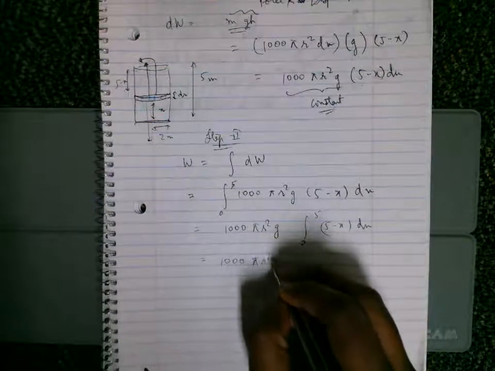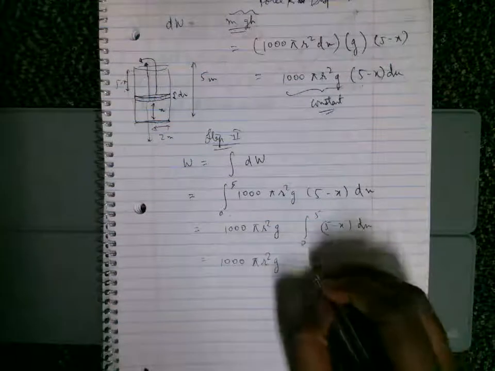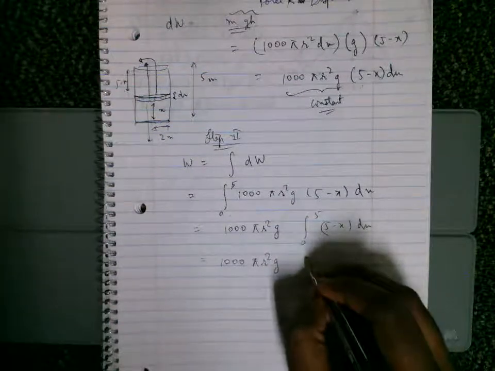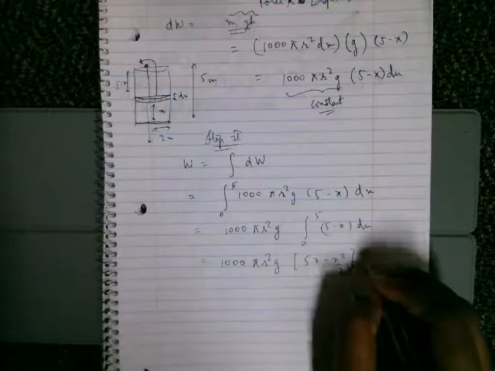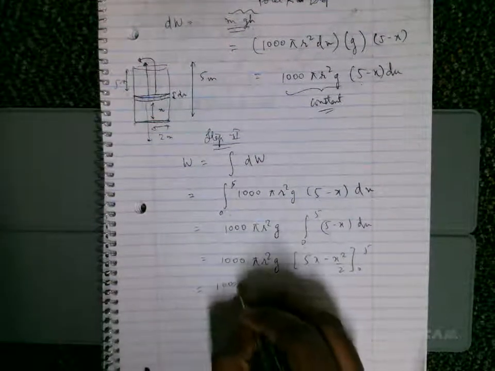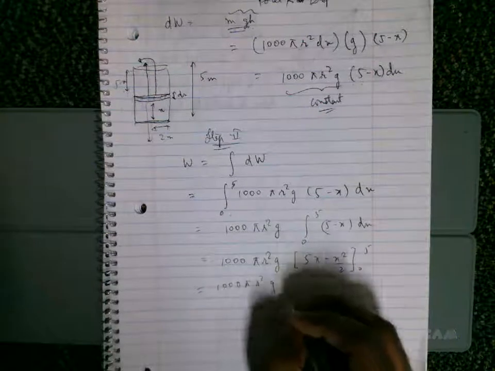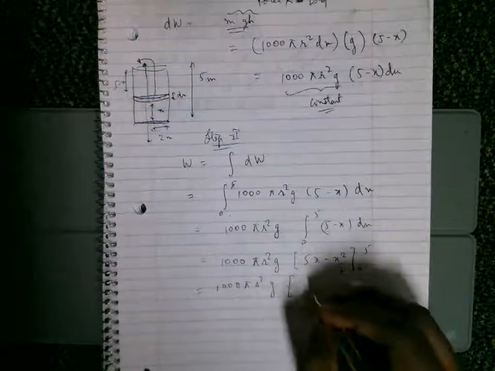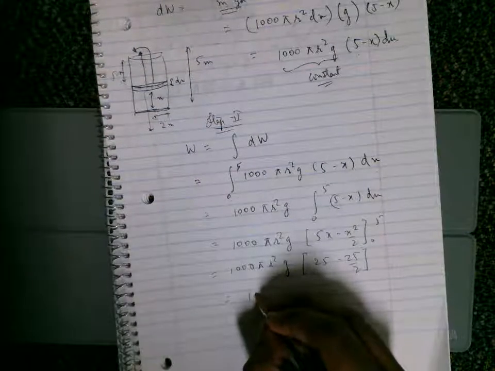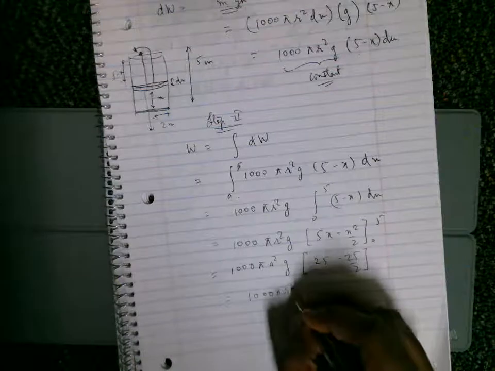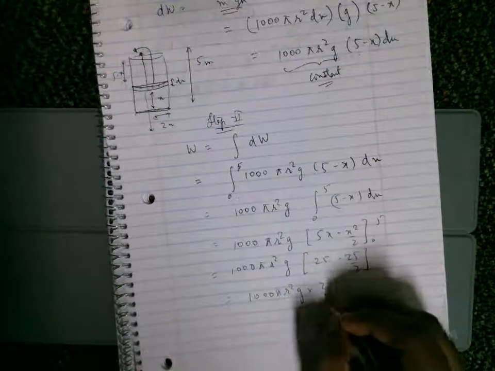1000 pi r square g. So this is 5 minus x. So the integration would be 5x minus x square by 2 from 0 to 5. So this is 1000 pi r square g times 25 minus 25 by 2. So this is equal to 1000 pi r square g times 25 by 2.